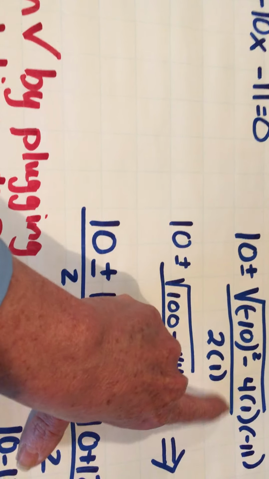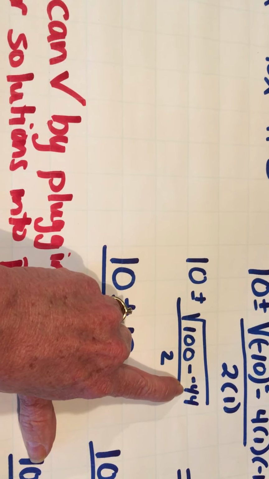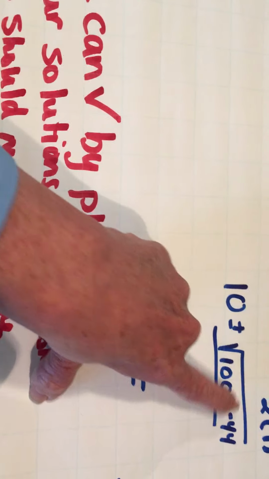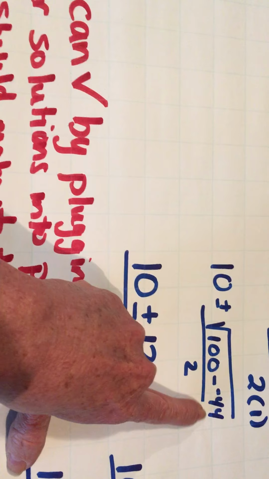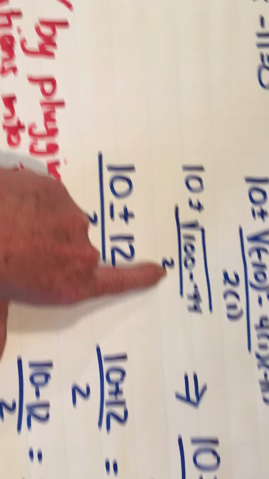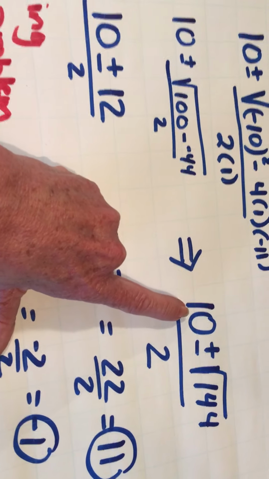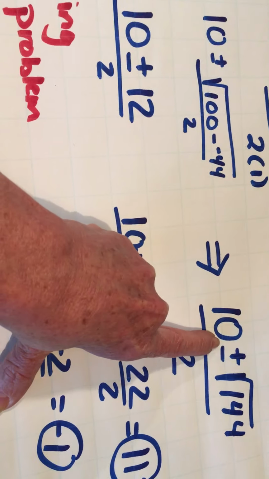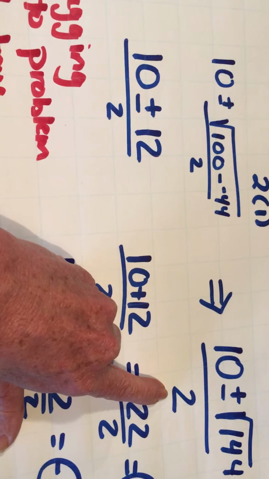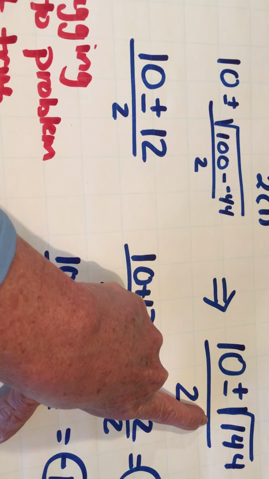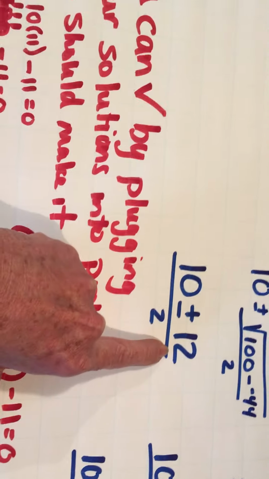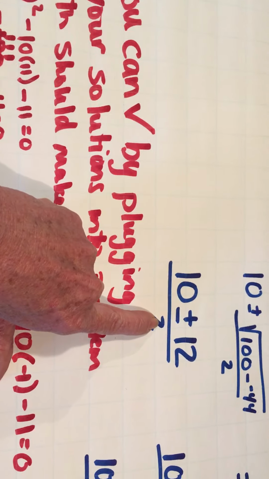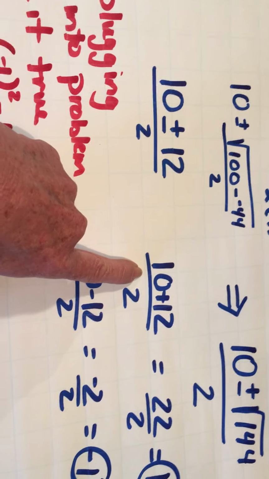So 4 times 1 times negative 11 gives me negative 44. So it's 10 plus or minus the square root of 100 minus a negative 44 all over 2. 100 minus negative 44 is 144. So we have 10 plus or minus the square root of 144 over 2. The square root of 144 is 12. So our problem becomes 10 plus or minus 12 over 2, which is where we break it into 2 problems.